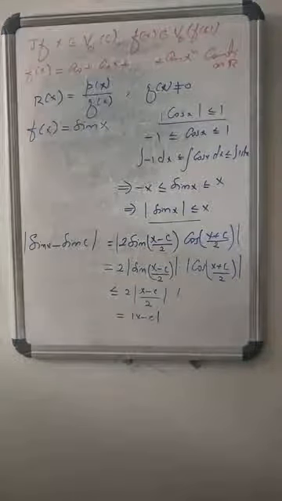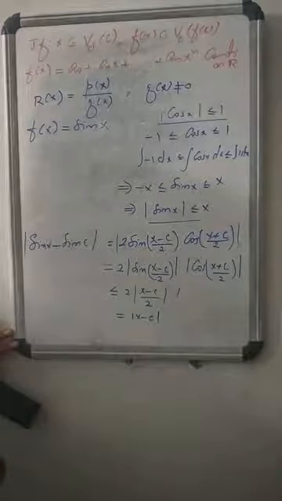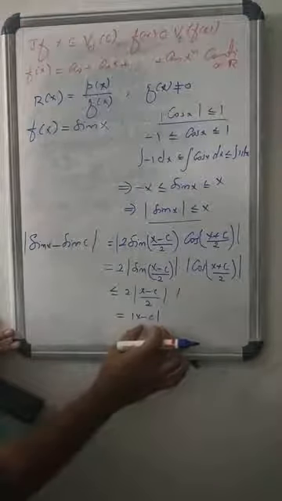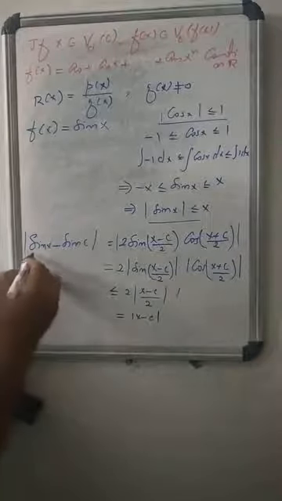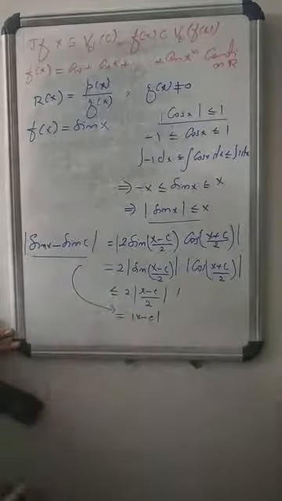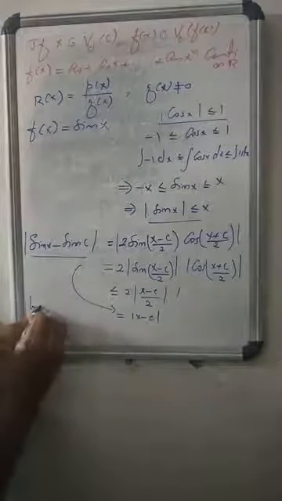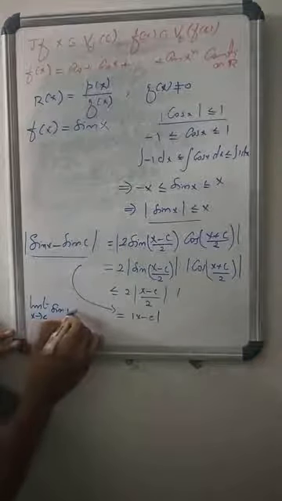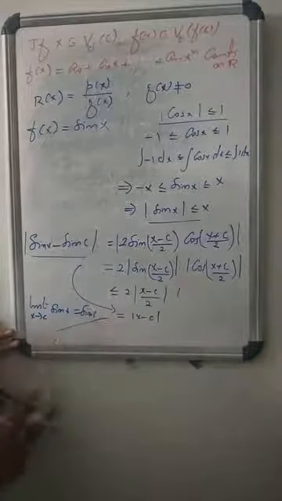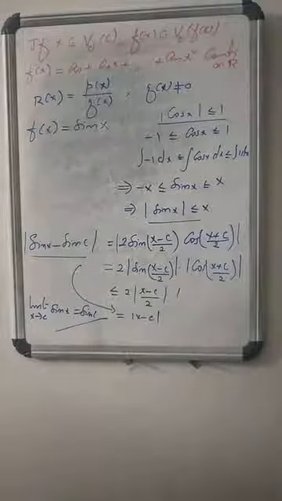So what's our conclusion? |sin x − sin c| less than or equal to |x−c| means if x tends to c, sin x tends to sin c. That is, the limit as x tends to c of sin x equals sin c. So your conclusion is that sin is a continuous function. Clear? So the sine function is continuous.